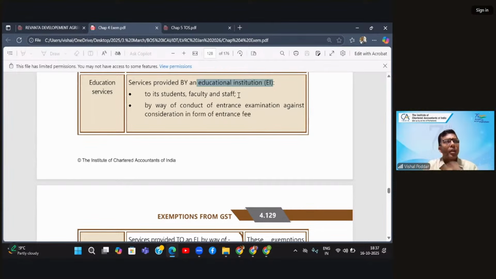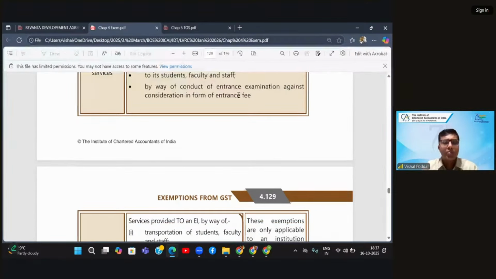If the school is providing any extracurricular activity which may not be part of education, still that is also exempt. So what is important on the outward side is that the name or nature of service has no relevance. The only condition is that the service provider should be an education institution. First is any service given to the students.